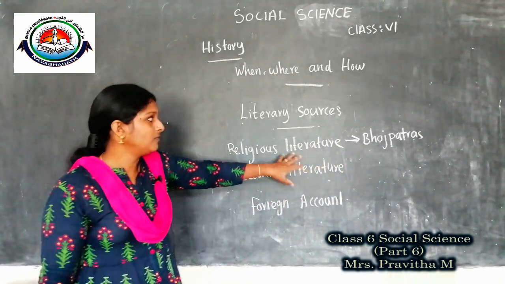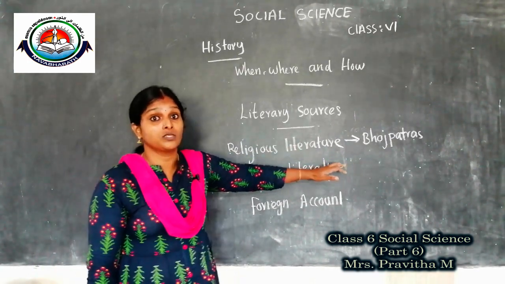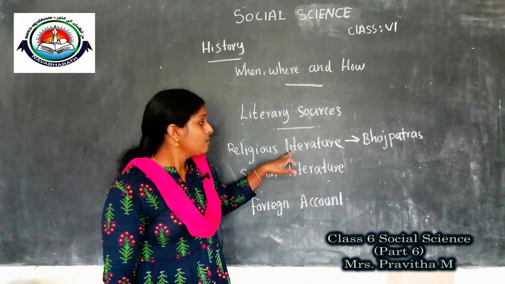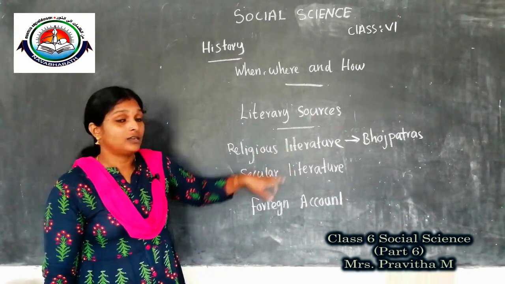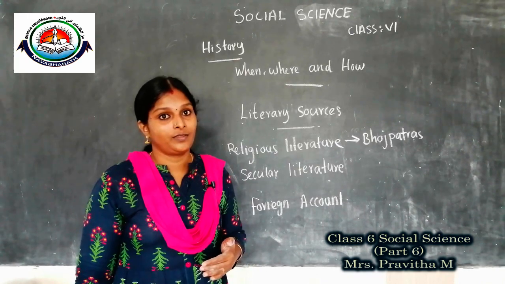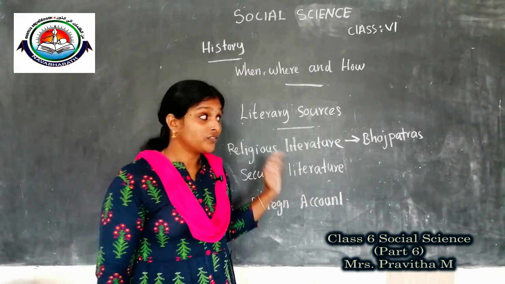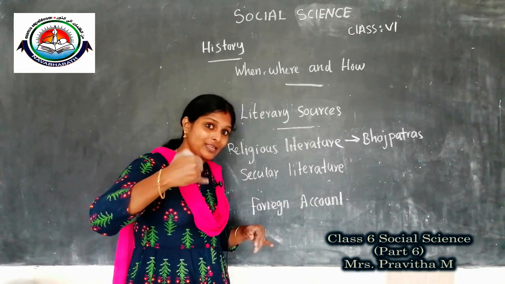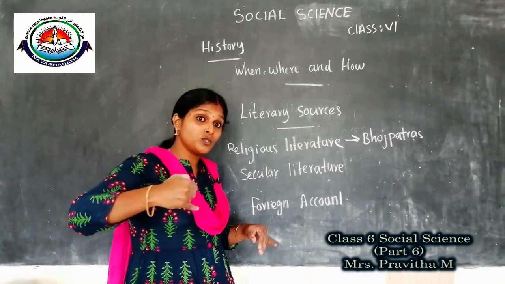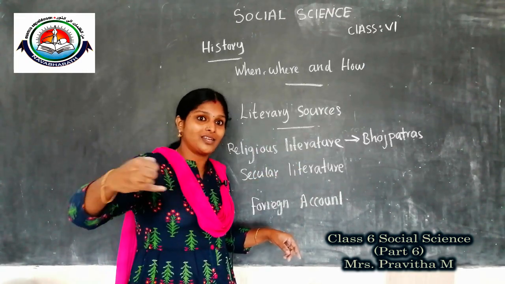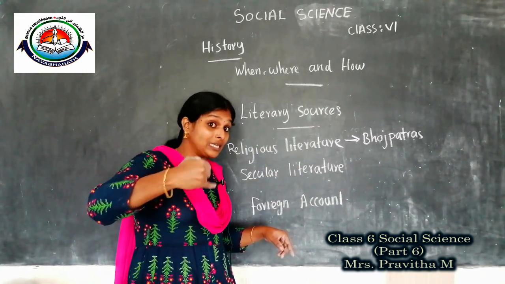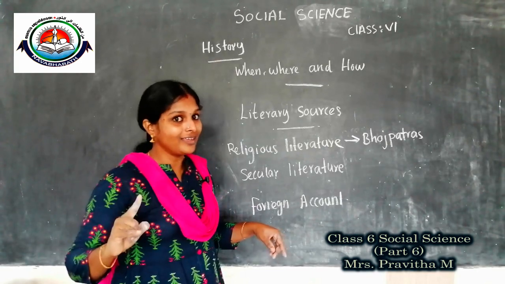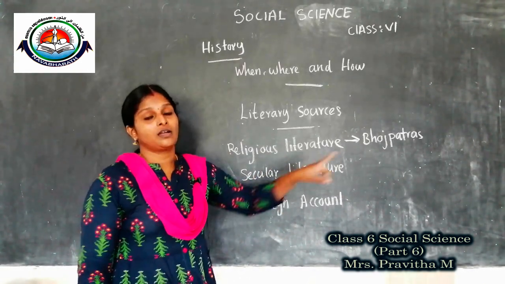Okay, so children, we already discussed that written records or literary sources are mainly divided into three: religious literature, secular literature and foreign account. Most of the religious literatures are written in the form of manuscript. What is manuscript? Manu means hand, script means written. So manuscript means handwritten. Clear? So most of our religious literatures are manuscripts.